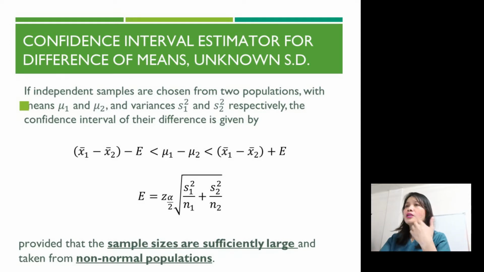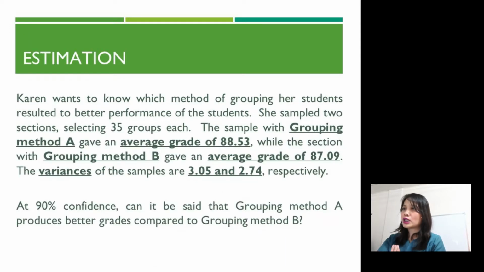Let's say for example, Karen wants to know which method of grouping her students resulted in better performance of the students. She sampled 2 sections, selecting 35 groups each. So it should be sufficiently large, so the given must be greater than 30.